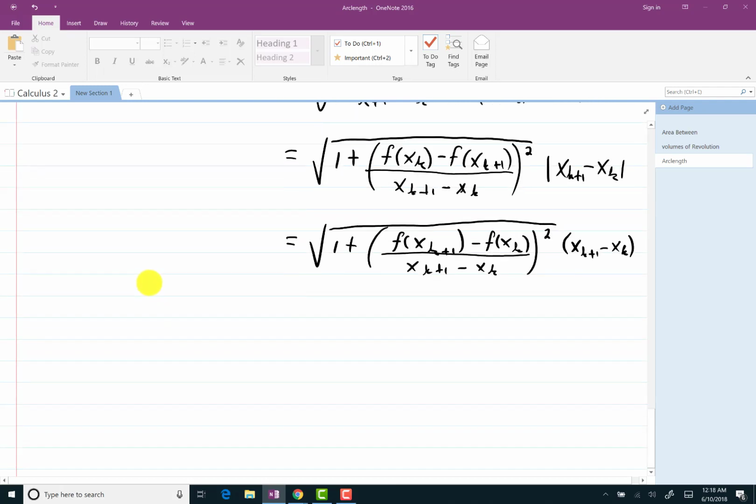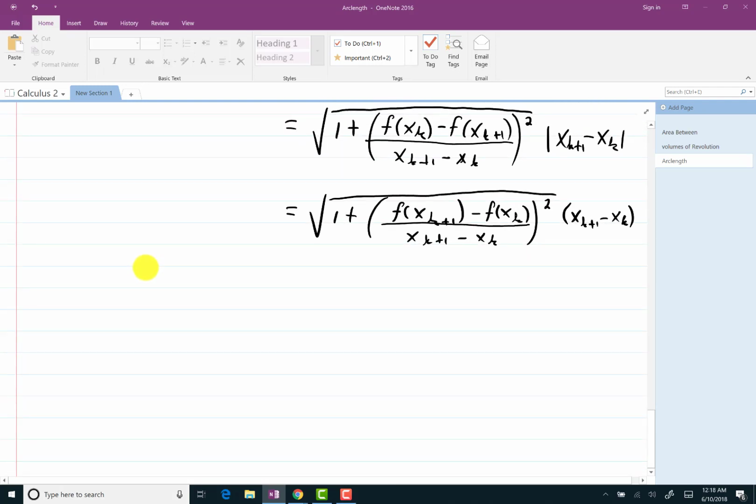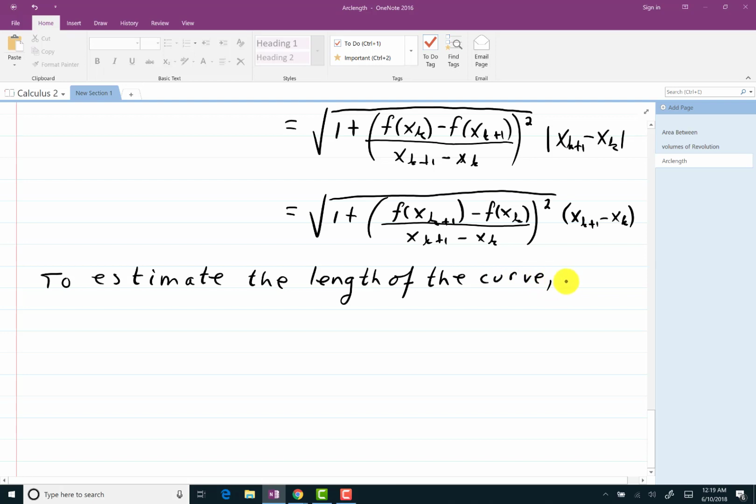Okay. Now that was the length of a small little piece of it. To estimate the length of the curve, add up all those line segments. Or at least their lengths. So you're going to do something like this.